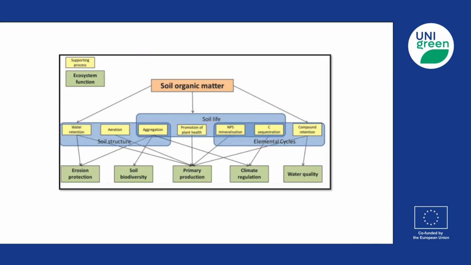So soil organic matter helps us to have more water retention, more aggregation, promotes plant health, helps with the mineralization of nutrients because it enhances soil biological activity, and carbon sequestration is one of the practices, the consequence of humanity. So you can store carbon, and also enhance the protection of the soil, avoid erosion, climate regulation, and water quality.